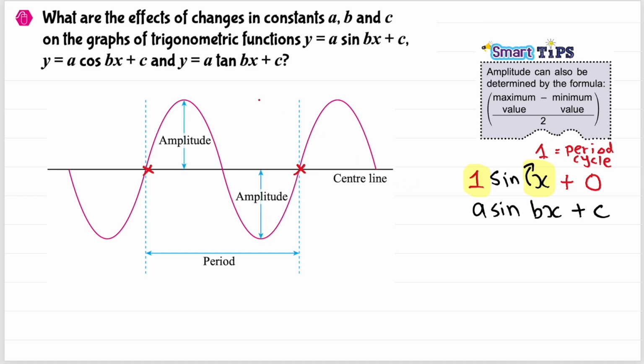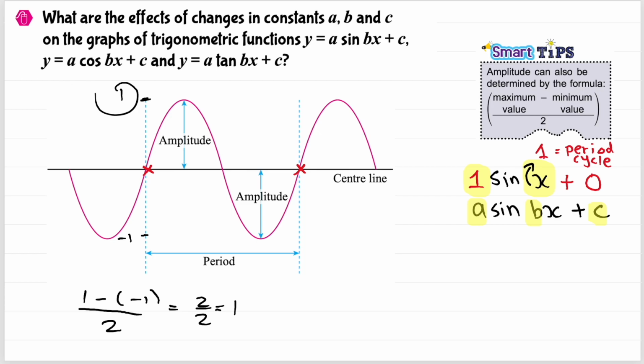Okay, so apa akan jadi kalau nilai A ni berubah, nilai B ni berubah dan nilai C ni berubah? Okay, so satu lagi cikgu nak cakap kat sini, amplitude can also be determined by the formula kat sini. Okay, maksimum tolak minimum bahagi 2. Okay, for example, kalau sini kita ada 1, dan this one kita ada negative 1. So to show that the amplitude is 1, you take the maximum value, you minus with the minimum value, and then you divide by 2. And that's your amplitude lah. So 1 plus 1 is 2. 2 divided by 2 is 1. So that's why you get 1 here.